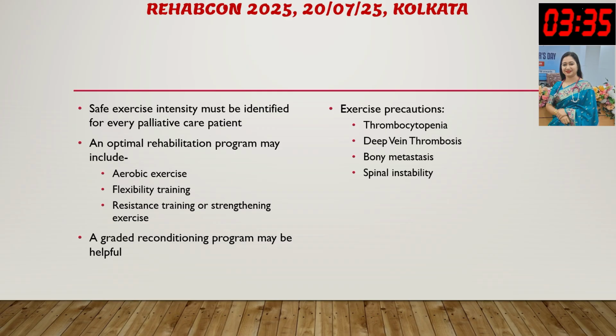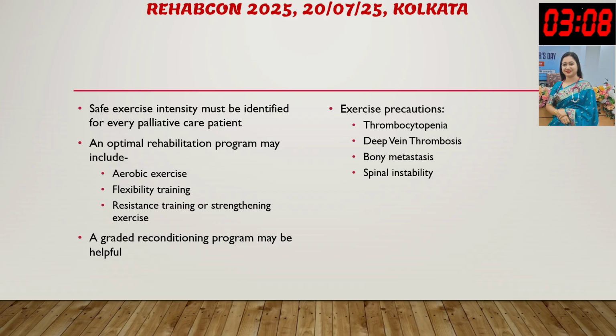If the platelet count is less than 50,000, we can do all kinds of therapy, but when the platelet count is 10,000 to 20,000, we must restrict the strengthening exercises and weight bearing exercises. And then if the platelet count is less than 10,000, we should stop. Only active exercises are allowed. The strengthening exercises should be restricted.